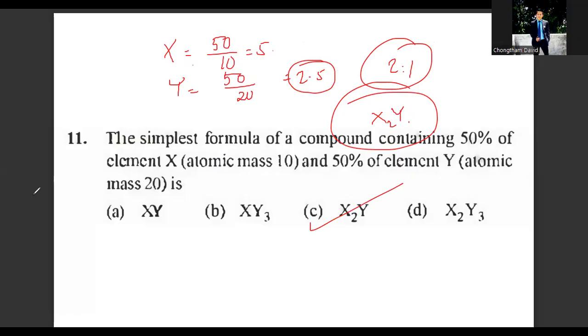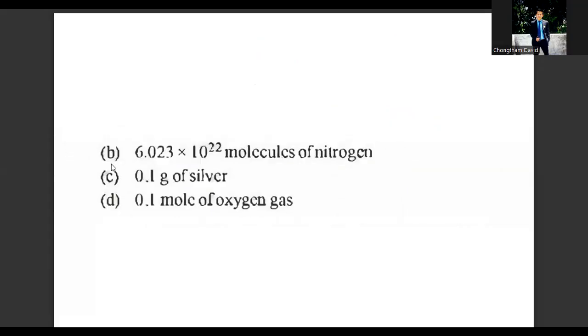Moving on to the next question, number 12. Which one of the following is the lightest? 0.2 mole of hydrogen gas. 6.022 into 10 to the power 22 molecules of nitrogen. 0.1 gram of silver. 0.1 mole of oxygen gas. So weight of hydrogen will be equal to, we can calculate like this.